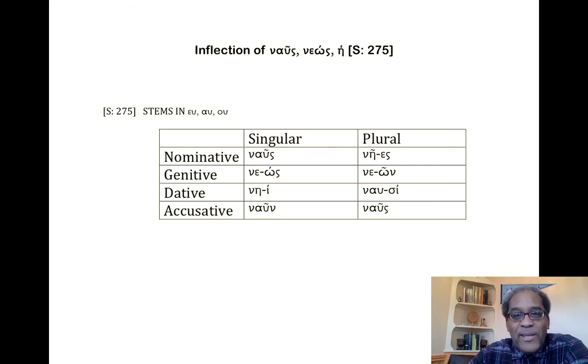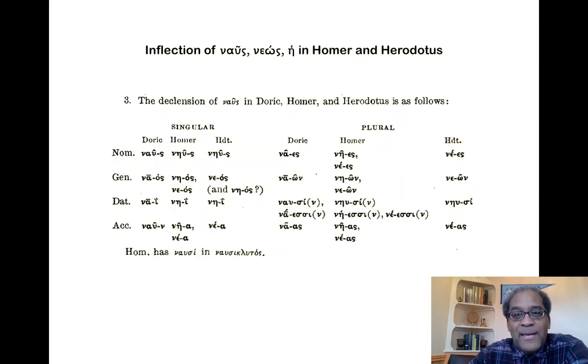Well, it gets even crazier, put on your crazy mitt, because when we get to Homer and Herodotus and Doric, if you happen to be lucky enough to be reading Pindar, Homer and Herodotus, they have their own special forms that are even different from the Attic forms. So in Homer, we see ναῦς, νεώς, νεώς, νεῖ, νεῖα, and νεῖα. And then the plural, ναῖς, ναῖς, νεῶν, νεῶν, νεῦσε, ναῖσε, ναῖσε, νεῖας, νεῖας.